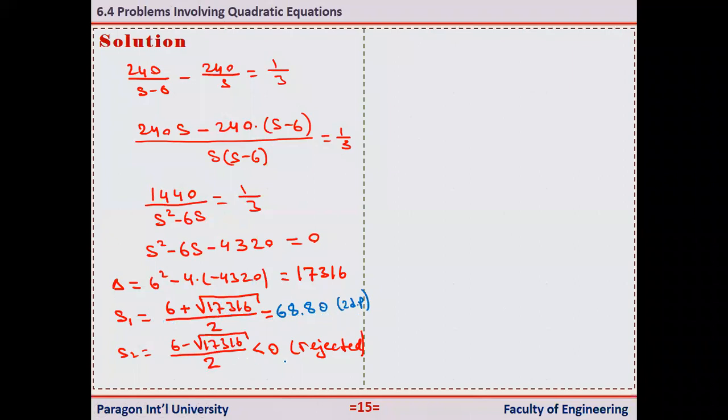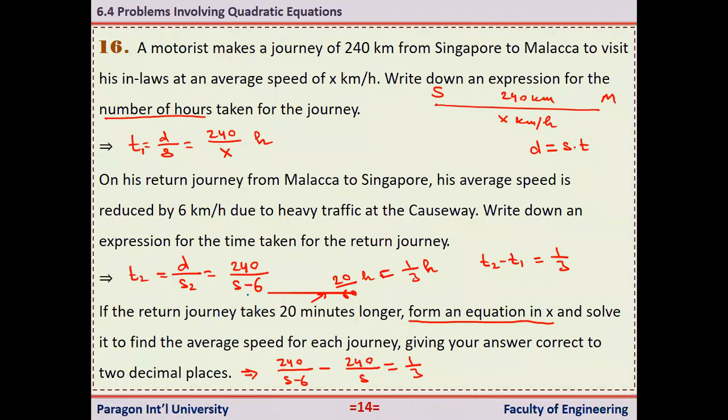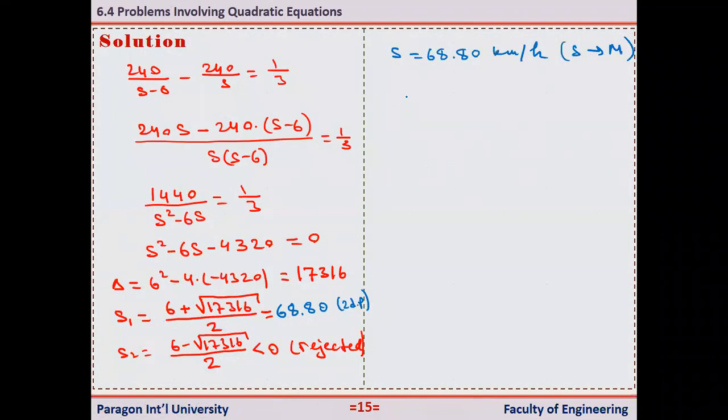The second one is negative, rejected. So s is equal to 68.80 kilometers per hour when traveling from Singapore to Malacca. And when coming back, it travels slower, it is s minus 6. So s sub 2 is s minus 6, that is 62.80 kilometers per hour from Malacca to Singapore. Okay, that's the answer.